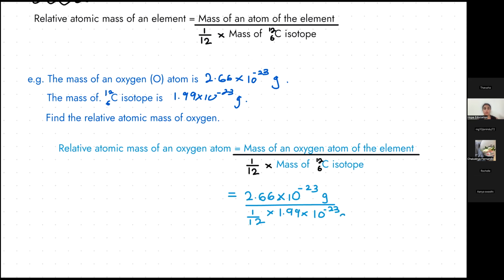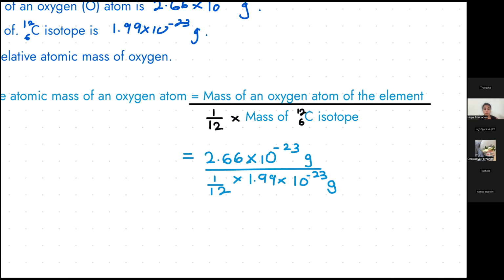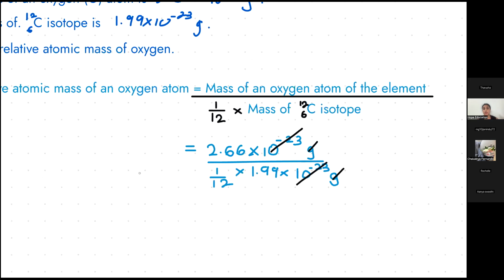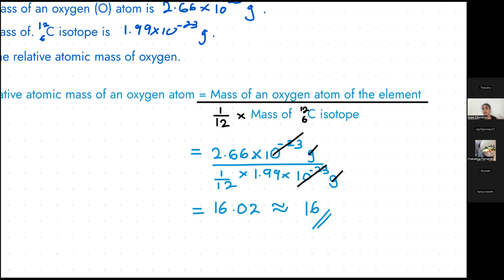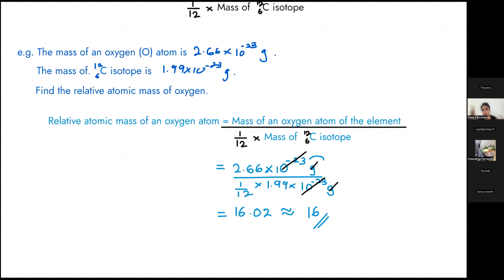Now we have to simplify. Grams cancel, and 10 to the power minus 23 cancels. When you do the rest of the simplification, you get something like 16.02. When you round it off, you get 16. Does this have any units? No, because grams cancel. So relative atomic mass doesn't have a unit.